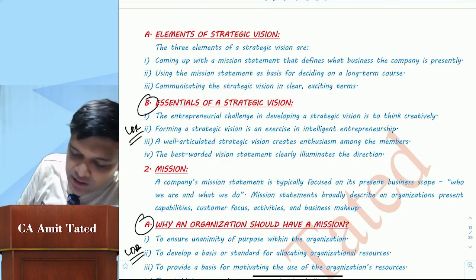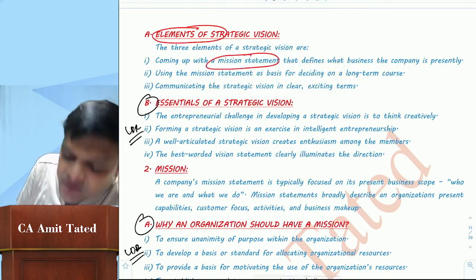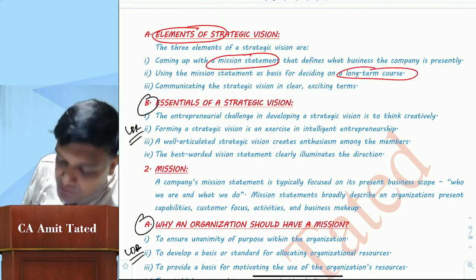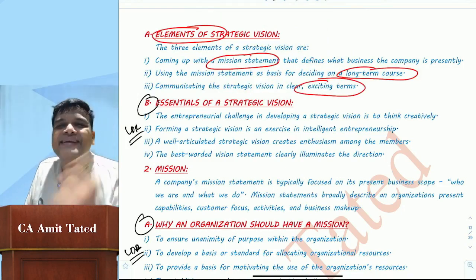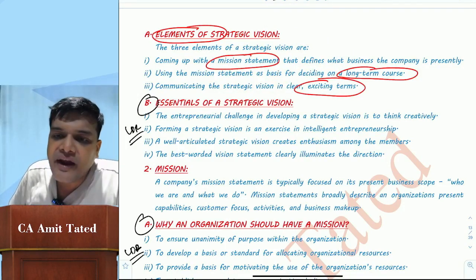That is called exciting. So there they say elements of strategic vision are total 3 points. One is it should have a mission statement. Second point, it should have long-term goals, यानी goals and objectives. And these goals and objectives should always be in exciting terms. मजा आना चाहिए यार, तो मजा आता है कुछ करने में. And that is your 3 elements of strategic vision.